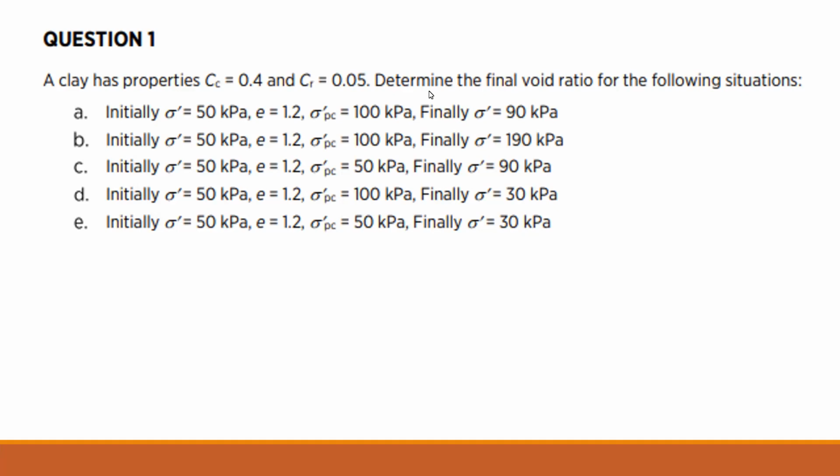In the first question, they are saying a clay has properties. So they have given you the properties of clay, CC and CR, and determine the final void ratio. They are asking you to find the final void ratio after the settlement. That means the final E, isn't it? For the following situation. So they have given us a few situations.